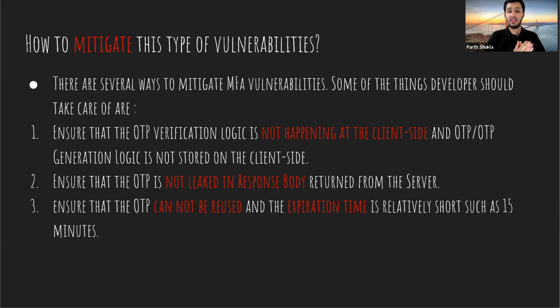mitigations are ensuring that OTP verification is not happening on the client side, it is happening on the server side, so attackers cannot play with the server side. If it is happening on the client side, we can easily bypass it, just like the first thing, the checkmate. If it is happening on the client side, you can directly access the resource and bypass it. The second thing is OTP is not leaked in the response body.